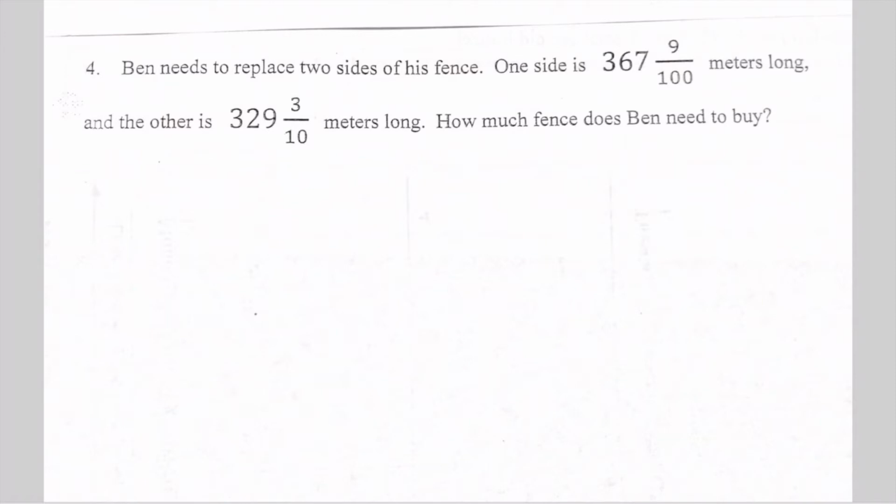Alright, let's take a look at problem number 4. Ben needs to replace two sides of his fence. One side is 367 9/100 meters long. The other side is 329 3/10 meters long. How much fence does Ben need to buy? Well, he's going to need to buy this much plus that much. So it might be easier to make these into decimals.